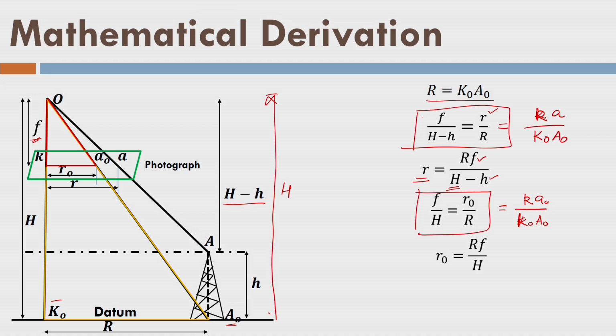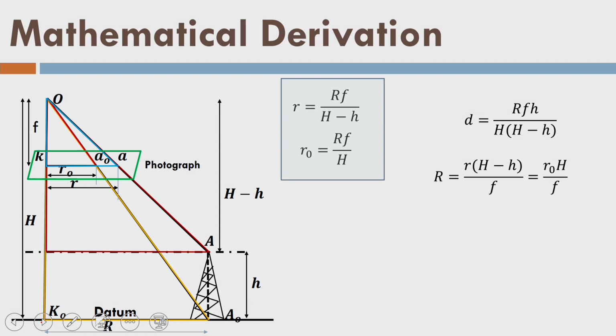And as a result, I can write from this equation that R0 is equal to Rf by H. Now, what is the displacement? The displacement of the image point is d, which is given by this. We are just doing simple subtraction. From there, I can write this expression.